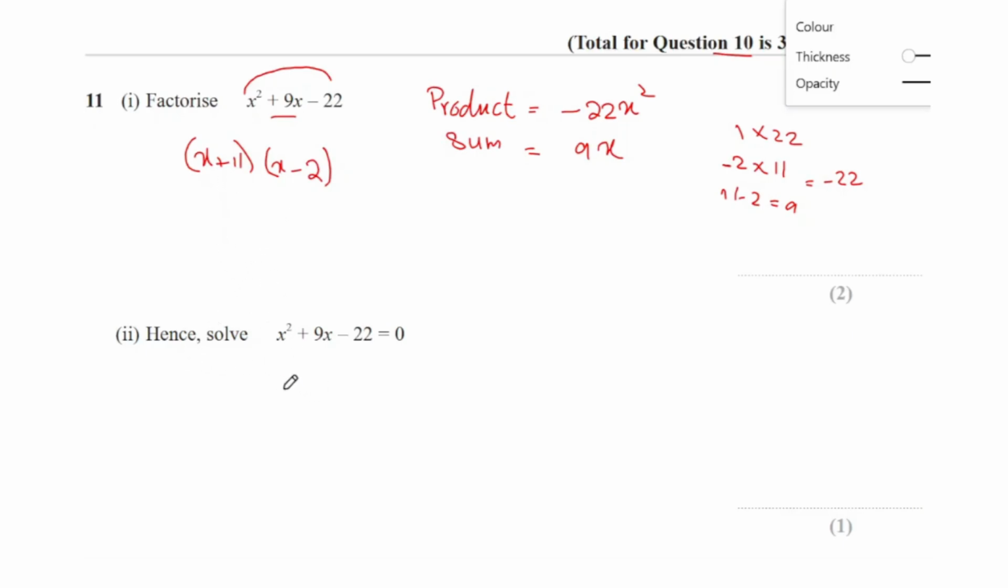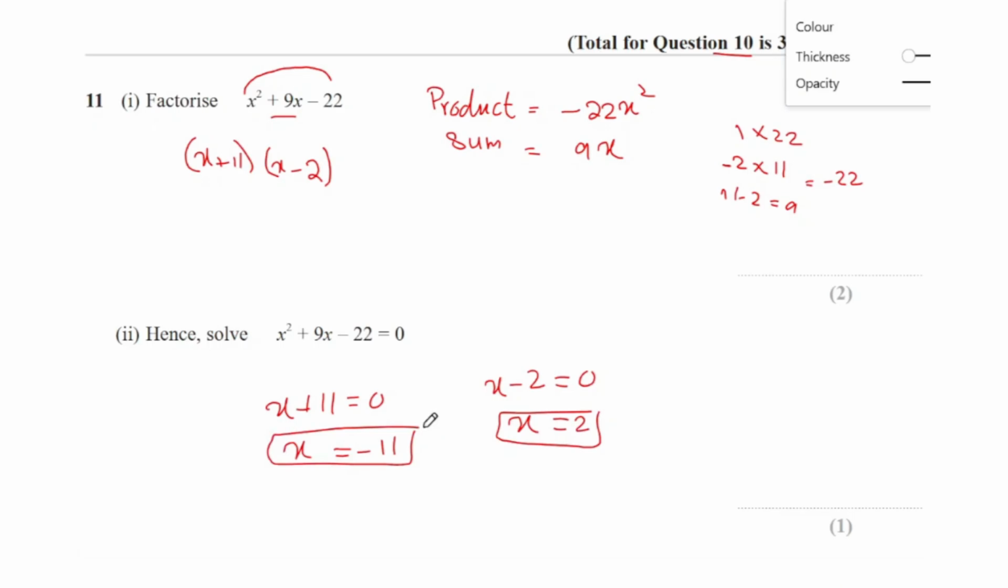Now, the same question says solve. So we're going to put here x plus 11 equals 0, so x is equal to minus 11. x minus 2 equals 0, so x is equal to 2. So these are our two solutions. Simply we're going to write down here x is equal to 2 and minus 11.